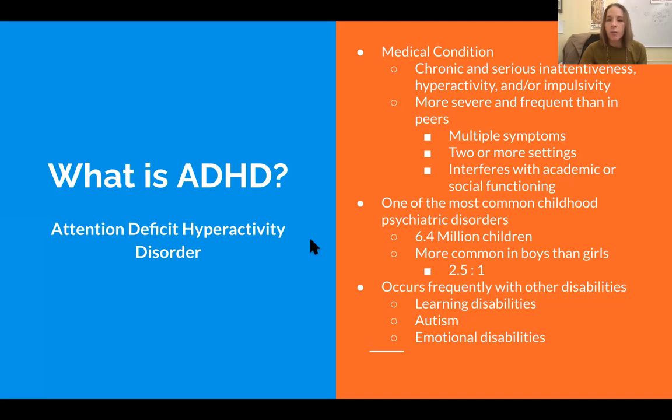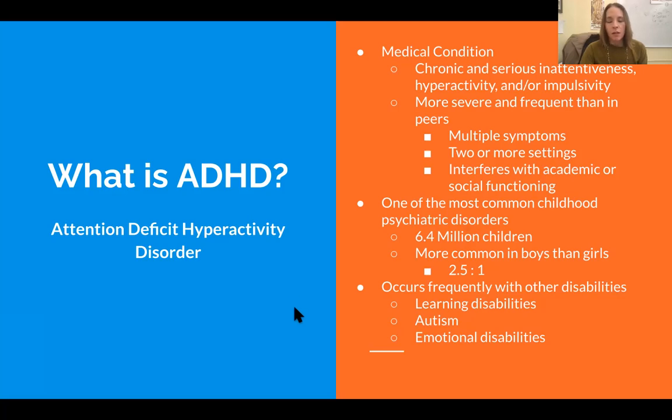So you've probably heard about ADHD before, and that is because it is one of the most common childhood psychiatric disorders. There's over 6.4 million children in the United States who have been diagnosed with ADHD, and it is actually far more common in boys than in girls. So it's about 2.5 boys who have been diagnosed with ADHD compared to 1 girl.